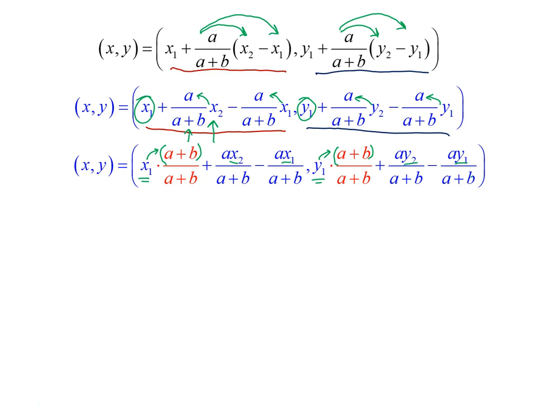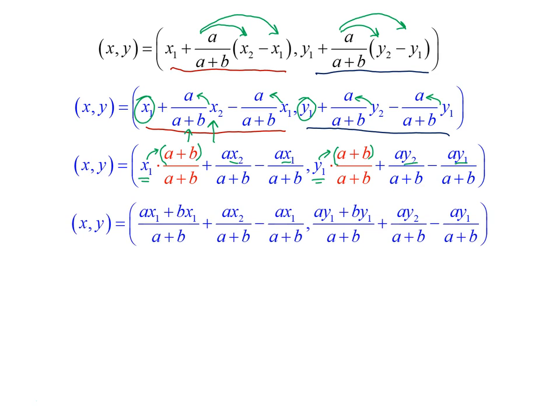When I carry through the multiplication in the first terms of each of these groups, what I get, like in the first one, is ax1 plus bx1 over a plus b, plus ax2 over a plus b, minus ax1 over a plus b. And again, I have a very similar case for the y's. Since I now have common denominators in each one of my groups, namely this one for my x-coordinate and this one for my y-coordinate, I can now carry through the additions and subtractions.